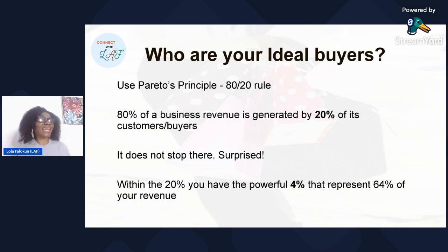It does not stop there. Are you surprised to hear that? Yes. Within the 20%, you have a whopping 4% that represents 64% of your revenue. Are you not interested in that? The powerful 4%, you need to know them. I might not be breaking this down in this particular video, but we'll be talking more about your ideal buyers and who they are in this video. But you can know more about how this principle can help you to double your revenue.